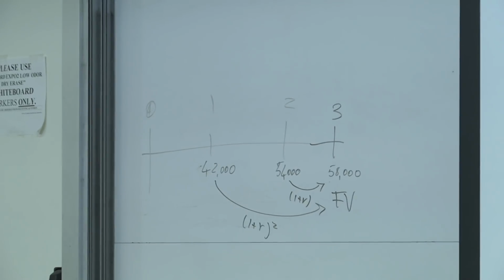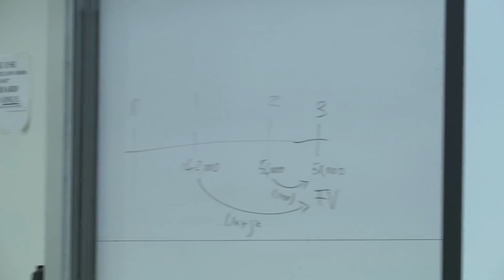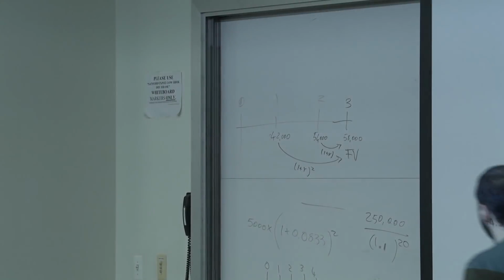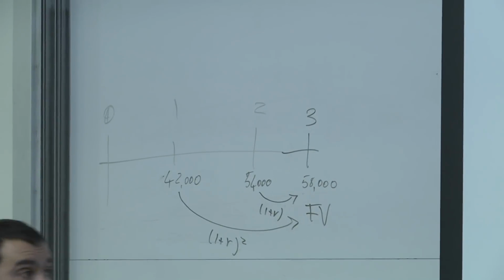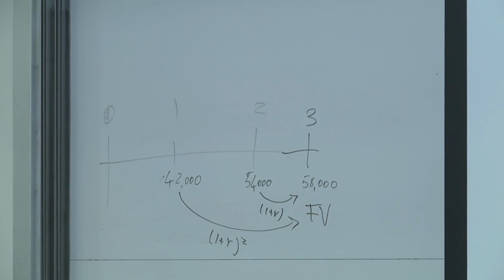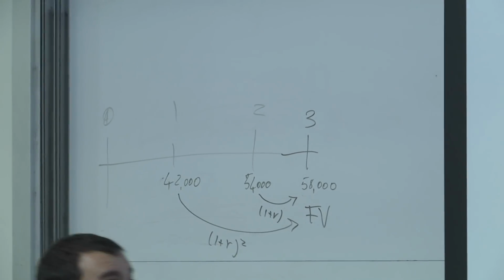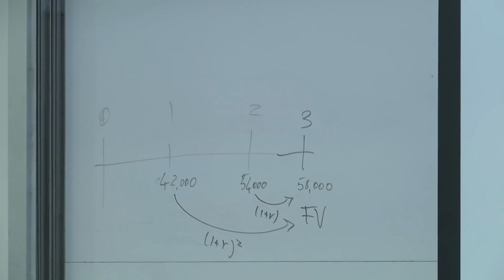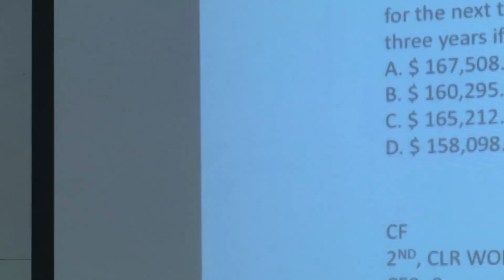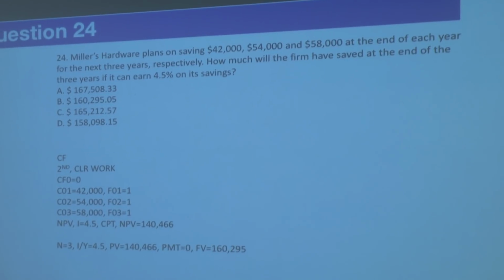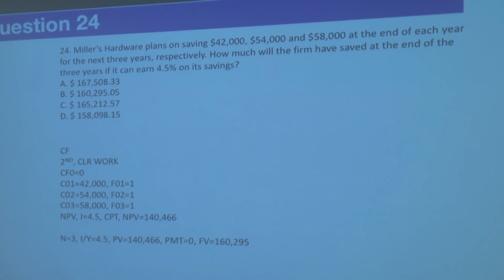Why do you leave CF0 blank and start at CF1? Because the first cash flow happens at time 1. I have nothing happening at time 0. The first saving is 42,000 at the end of the first year. If it was at the beginning of each year, you would have started at CF0, as if I had saved something now.